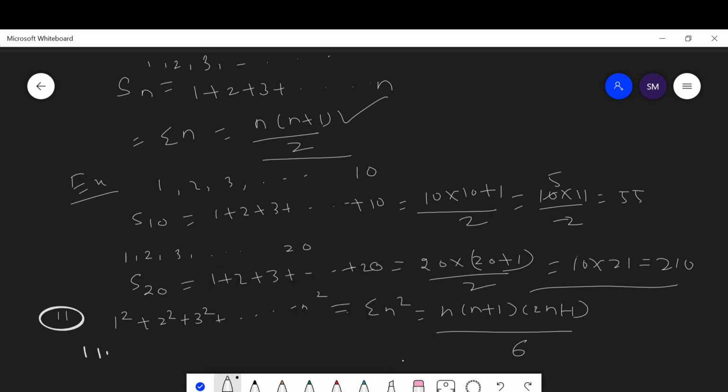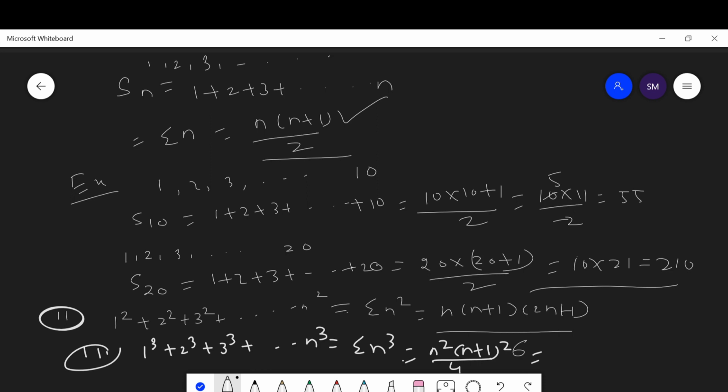Then the third important formula is the sum of cubes of n natural numbers: 1 cube plus 2 cube plus 3 cube up to n cube. The sum of n cube is equal to n square into n plus 1 square upon 4, which is equal to the summation of n whole square.